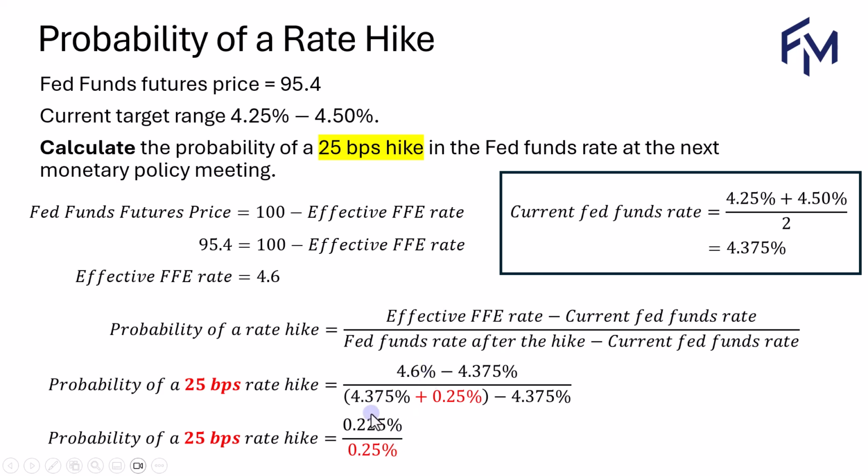And the numerator is 0.225%. So that is the expected change in the Fed funds rate based on the implied Fed funds rate, which is implied from the market. And 0.225% over 0.25% is 0.9, or 90%.